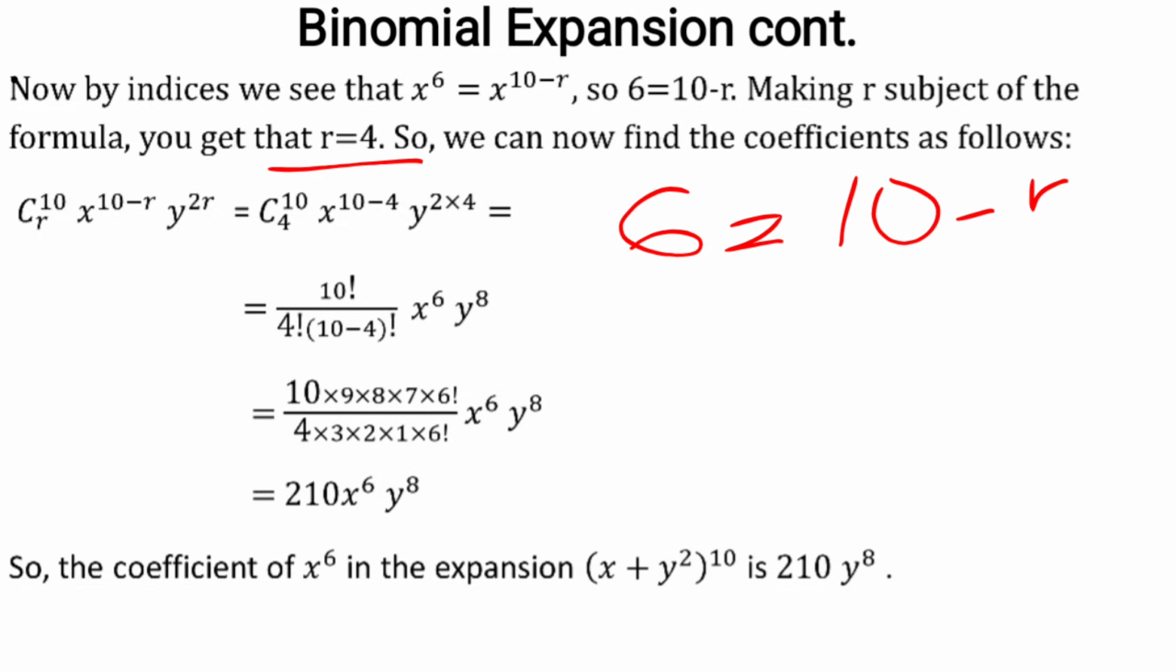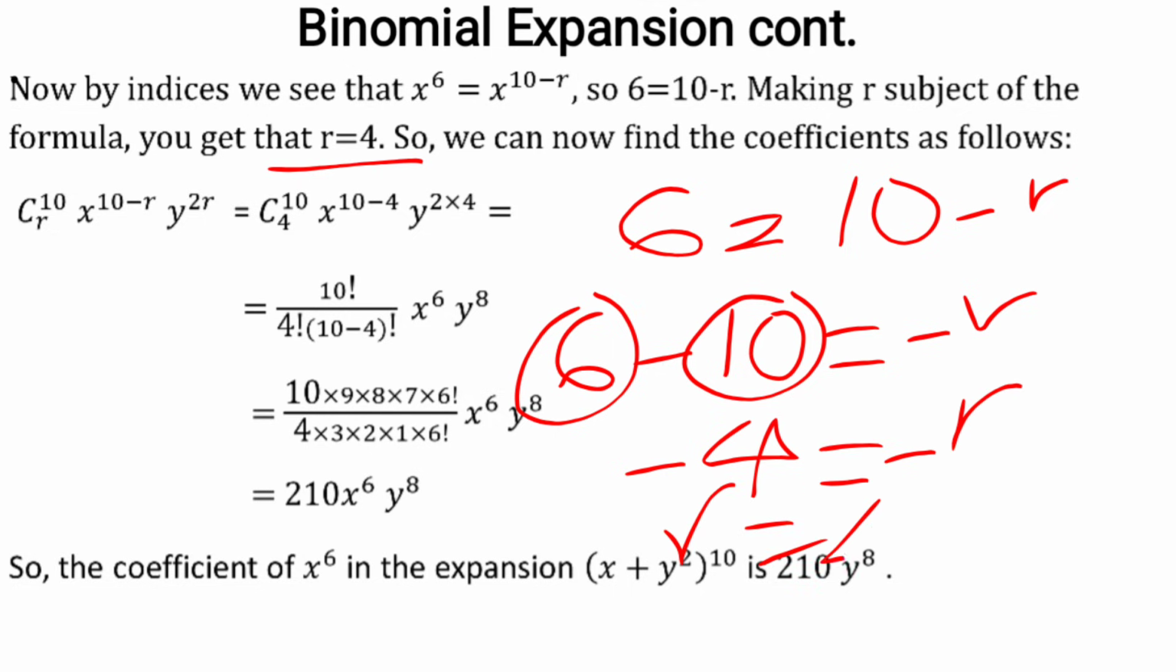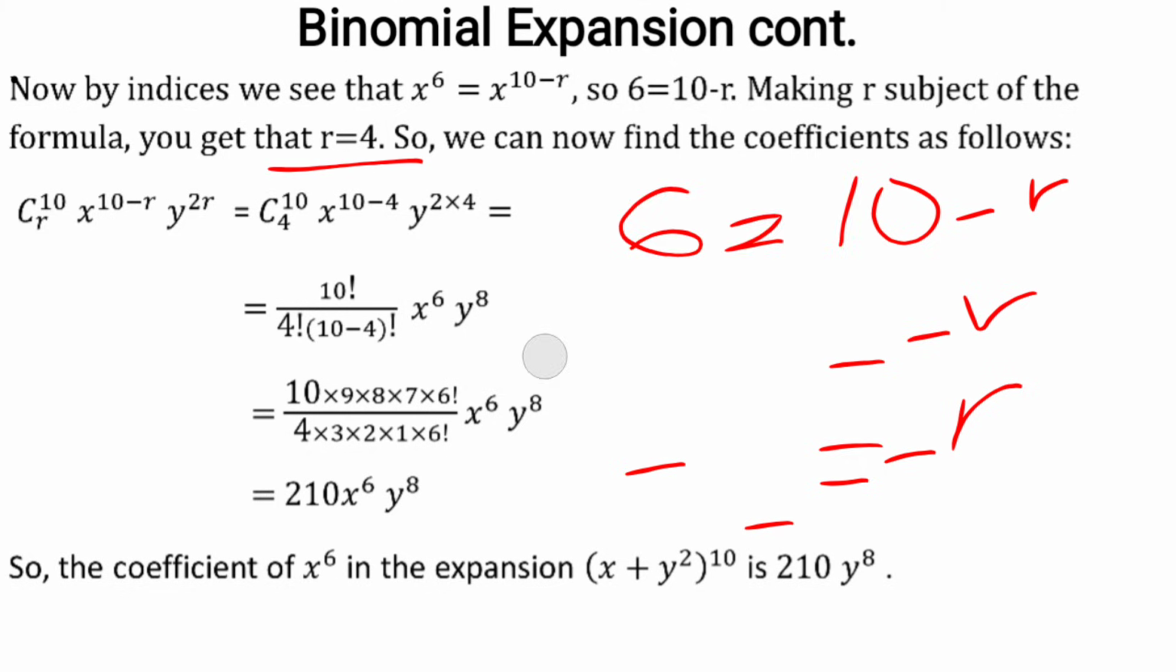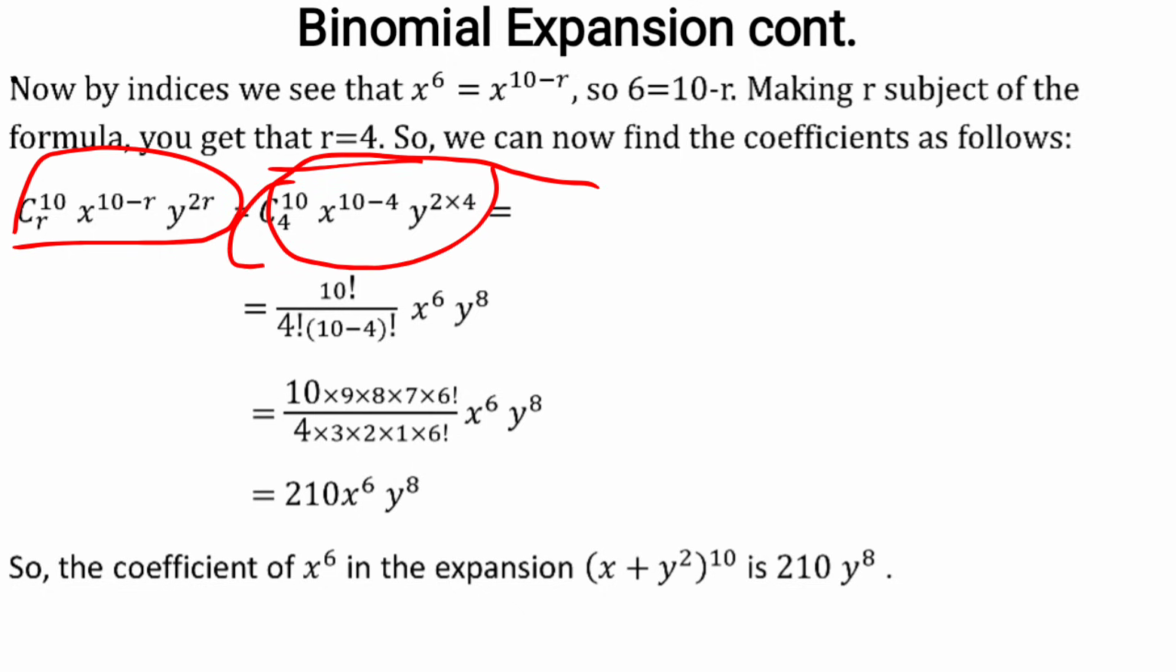So we get 6 equals 10 minus r, which means 6 minus 10 equals minus r. It's like you have 6 naira and you're owing 10 naira. Definitely you're still owing 4, right? So that would be r equals 4. That's how we got the 4 you see there. So now we know what r is, we can simply substitute back and get the term. We substitute back for r, simplify further, get the binomial coefficient, and then your final answer will be this.